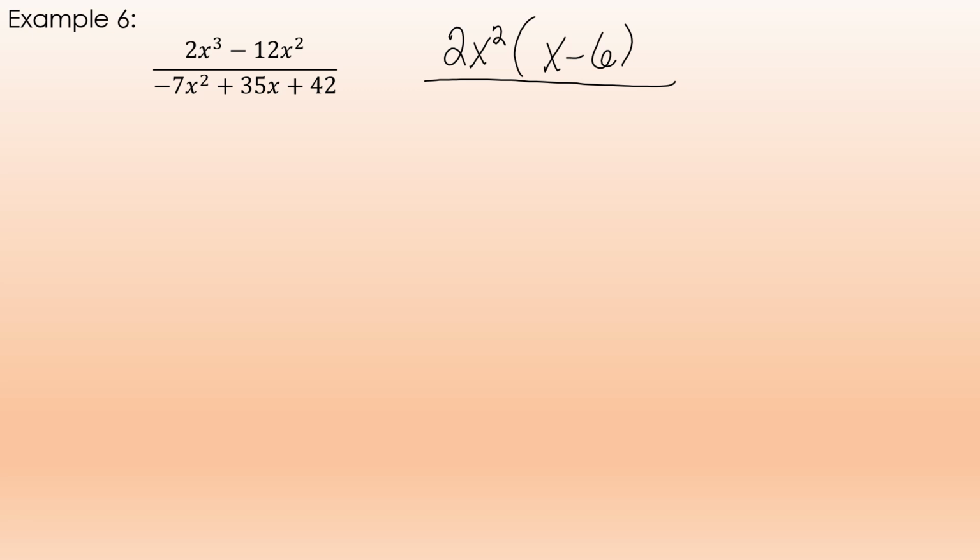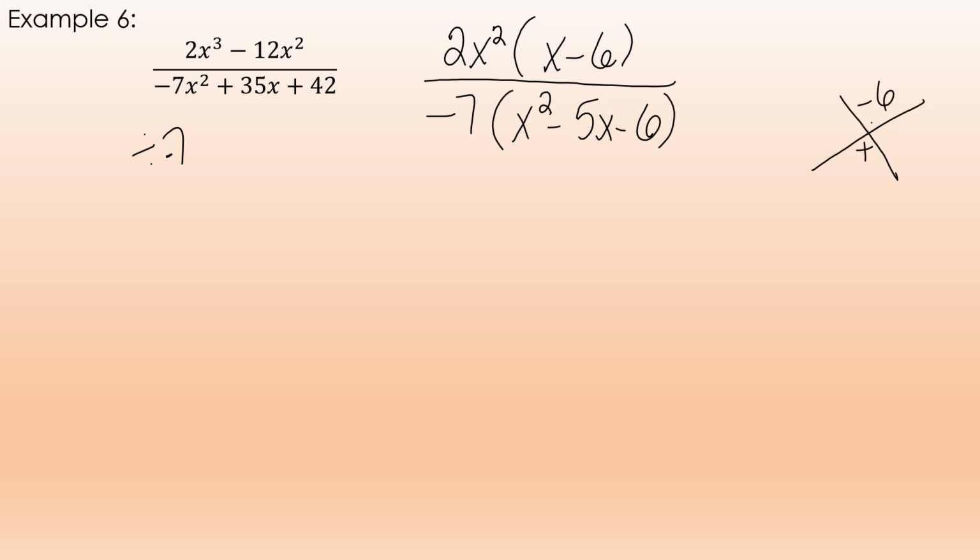Denominator, every single term is divisible by 7. But I'm going to go ahead and factor out the negative 7 because I want that x squared term to be positive if I need to continue factoring. So that will leave me with negative 7 multiplied by the quantity of x squared minus 5x minus 6. Okay, nothing reduces so far. And off to the side, we'll look to see what multiplies to negative 6 and adds to negative 5. That is negative 6 and positive 1.